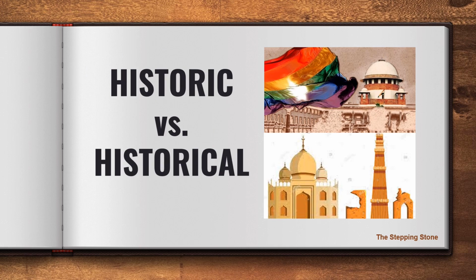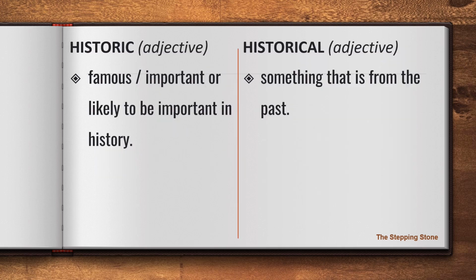The fourth pair is historic and historical. Do both mean the same? Of course not. Both are adjectives. But historic means something that is famous and important or likely to become important. Whereas historical is something that is related to the past or history.